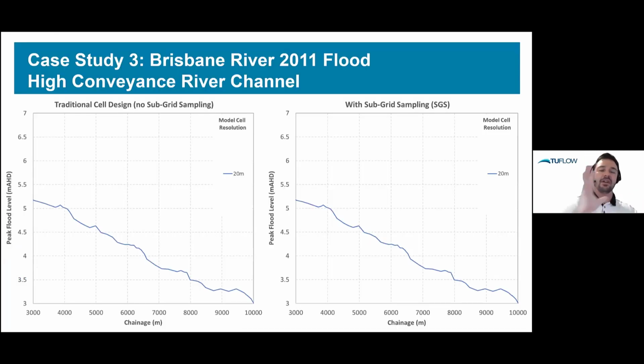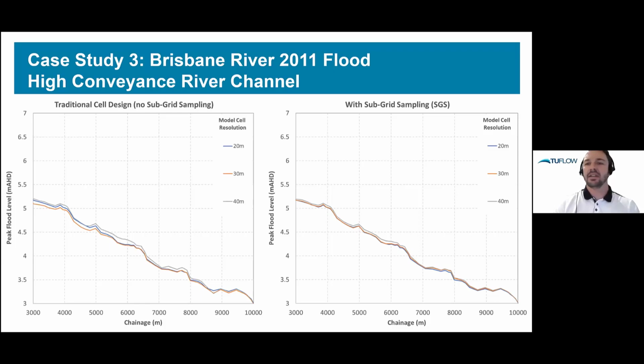On the left, all of the graphs will be using the traditional cell design, and all of the graphs on the right will be using subgrid sampling. This here is the 20 meter cell resolution result. That's the 30 meter cell resolution result. It's quite good agreement in both cases, actually.